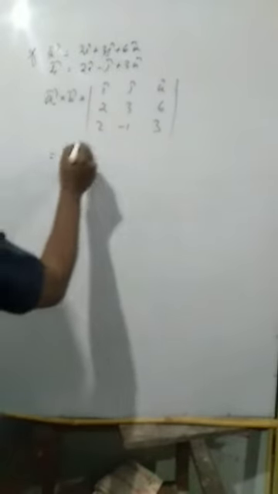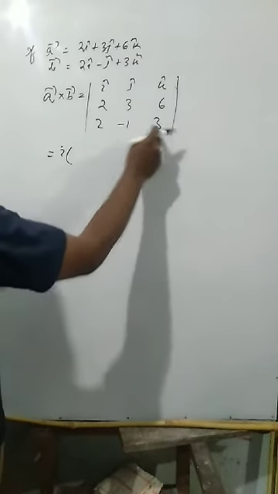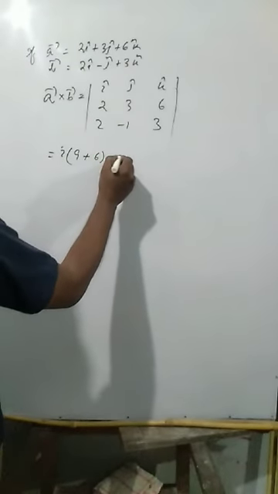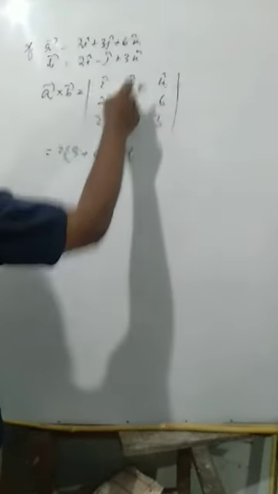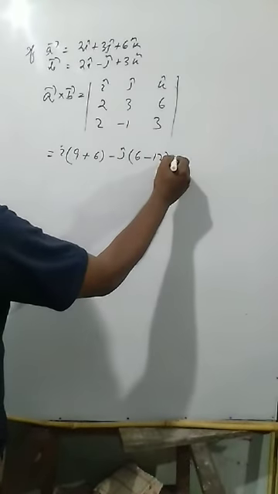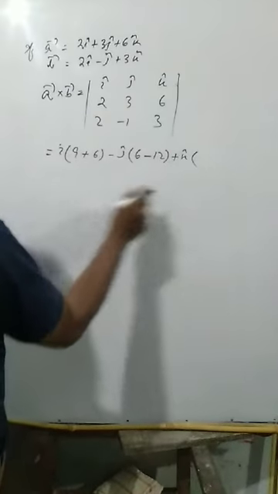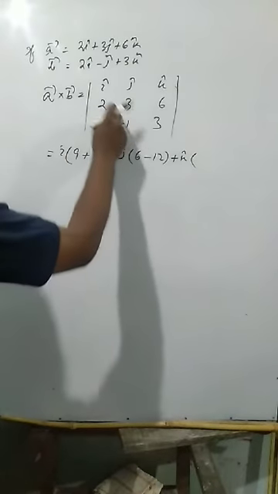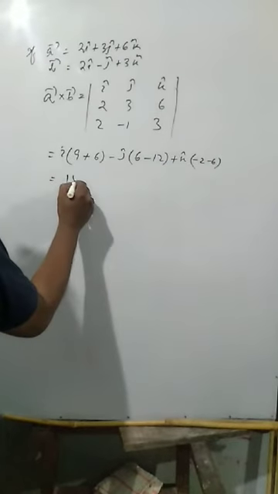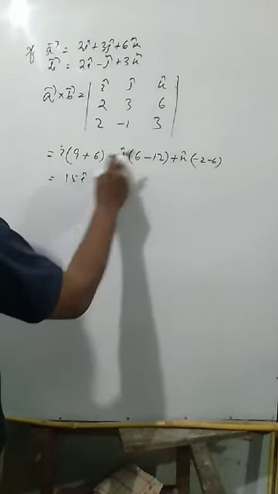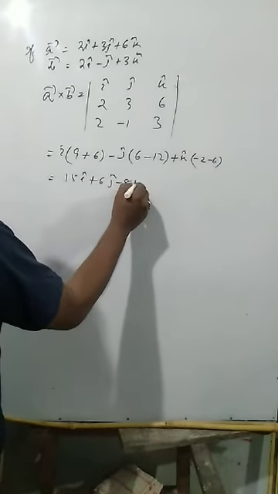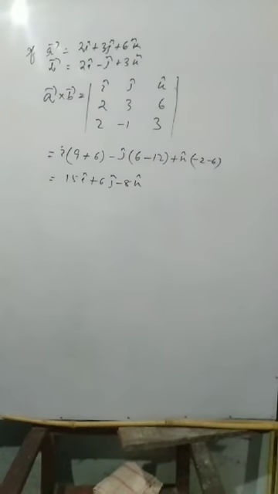Just evaluate: i vector into 3 into 3, 9, minus minus 6, means plus 6, minus j into, we leave this column, 2 into 3, 6 minus 2 into 6, 12, plus k cap into, we leave these lines, 2 into minus 1 minus 2 into 3, minus 6. So this one is 15 i cap, minus 6 j cap, minus 8 k cap. This is what A cross B came out to be.